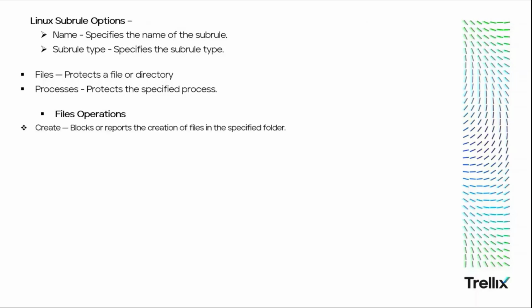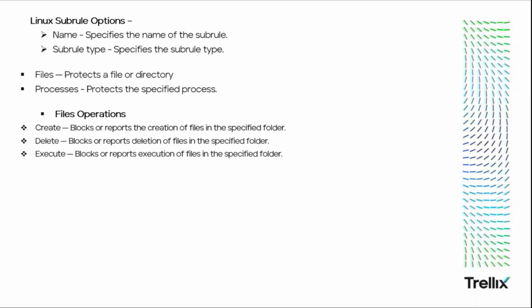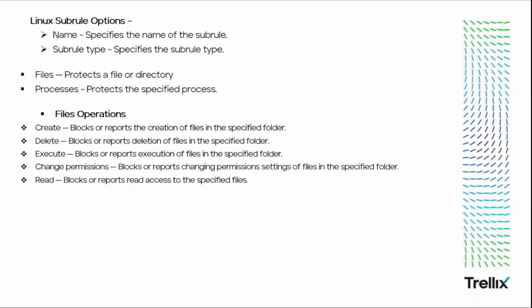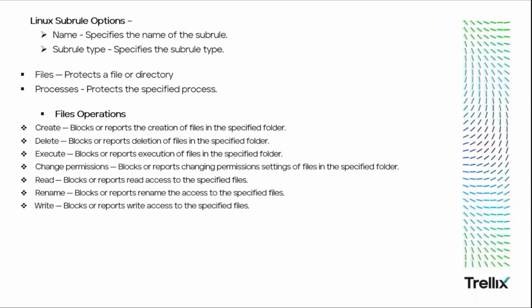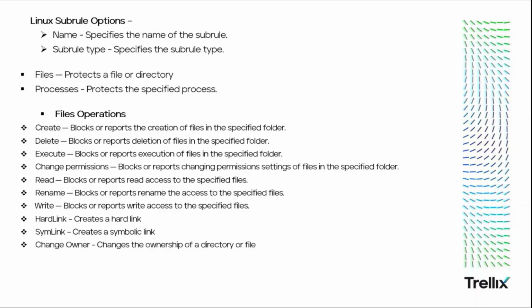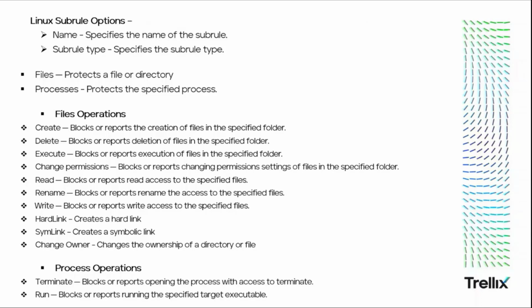The file operations include creation of a file, deletion of a file, execution of a file, changing permission of a file, read of a file, renaming of a file, write to a file, hard link, or creating a symlink, and changing of ownership. And the process operations include termination of a process or execution of a process or a run.